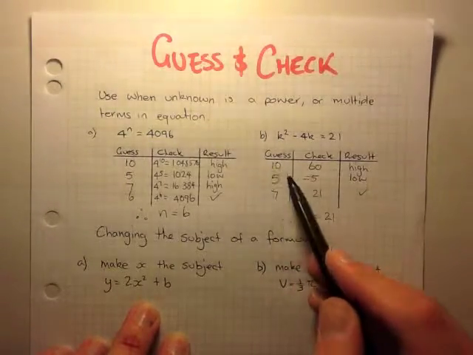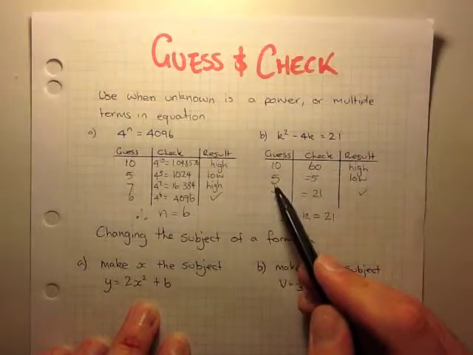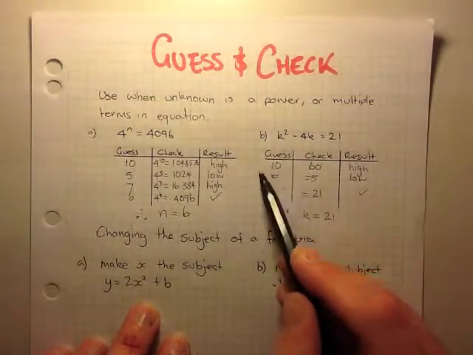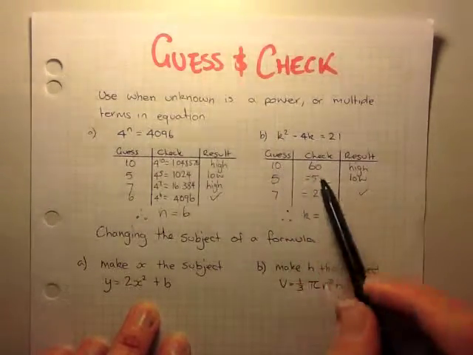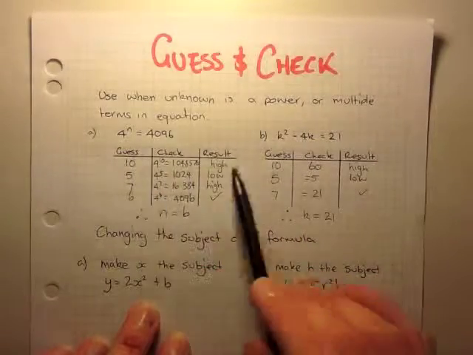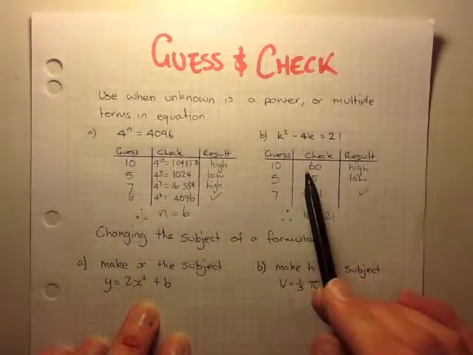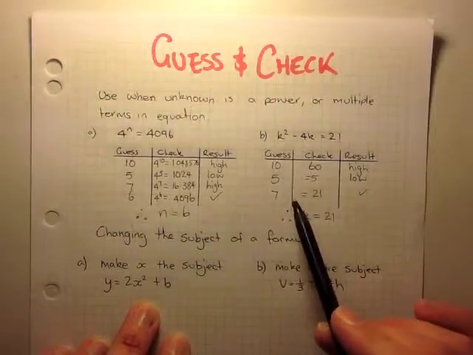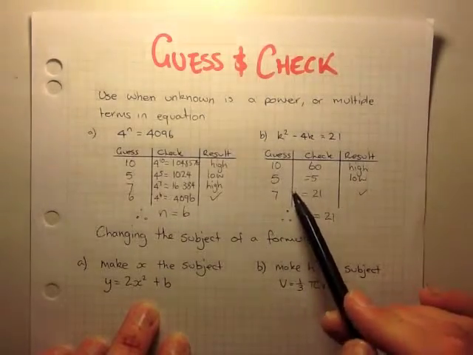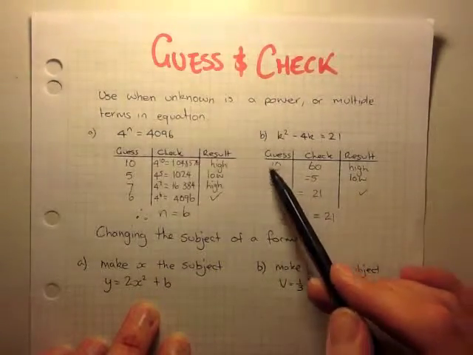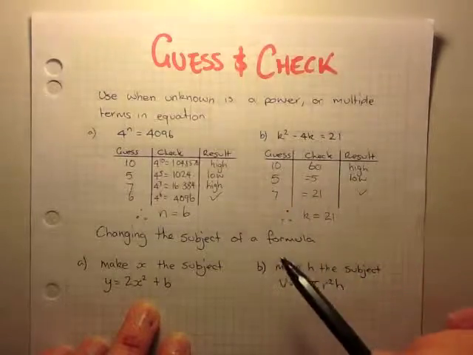The best way when you do guess and check is to use whole numbers, nice even numbers like a 10, and then go down by groups of 5, and that gives you a good middle point to start. So we can see here with both examples, I started off with 10, found it was too high. Then I went to 5, found out it was too low. Then that obviously meant I've got a little range between 10 and 5, and I just went from there.